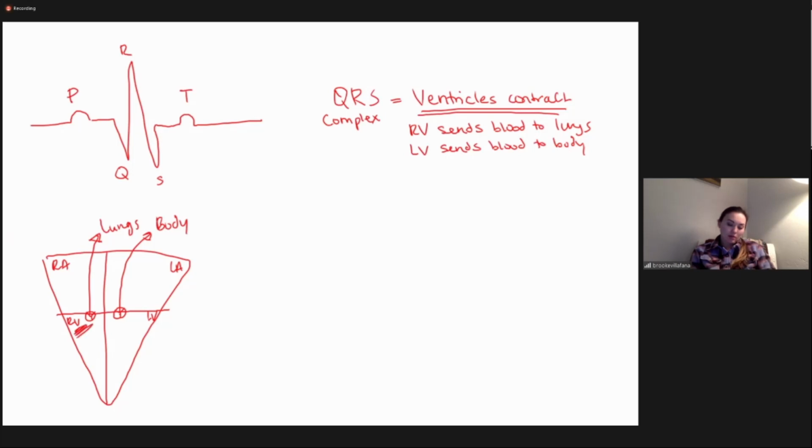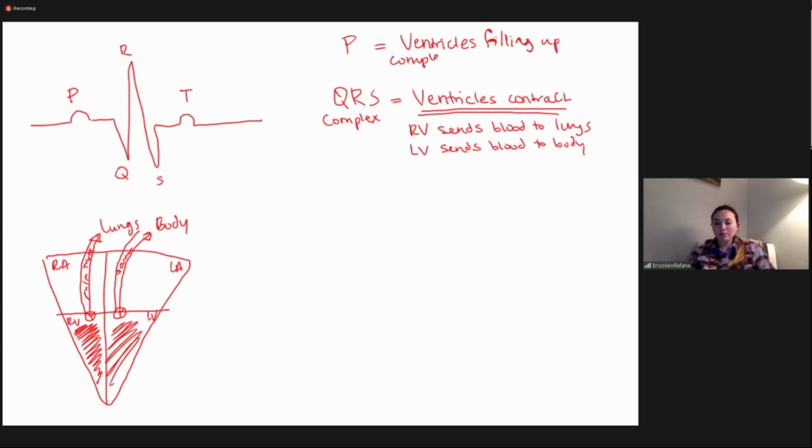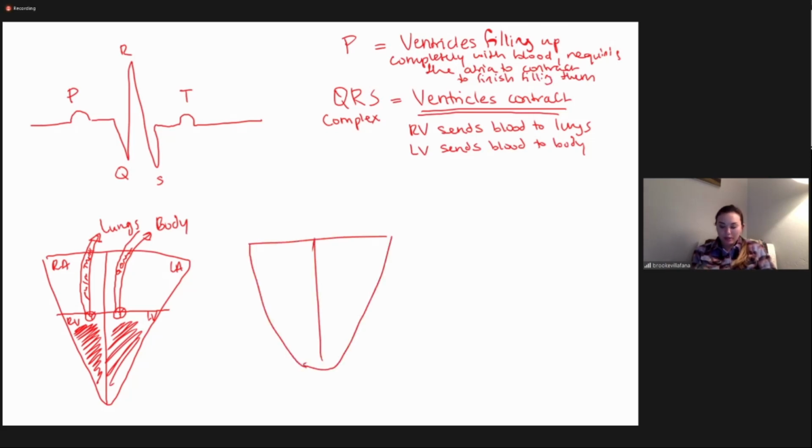Okay, so this guy fills with blood here and sends it to the body. Remember, that was through the aorta, and then to the lungs. What was that through? The pulmonary trunk. So then we want to go back to the P wave. So in the P wave, the ventricles are filling up completely with blood, requiring the atria to contract to finish filling them. So what happens is the heart, I'll try to draw it kind of step by step.